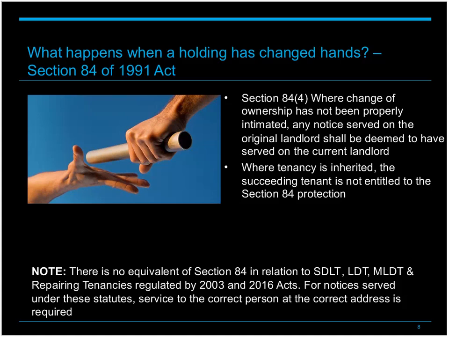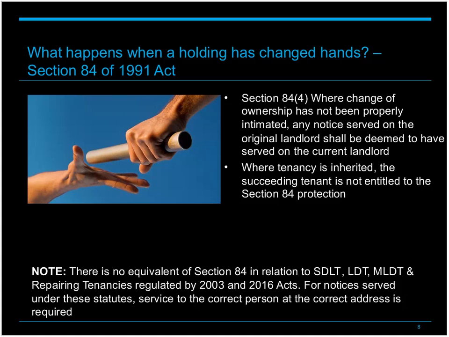The section, however, also has another flip side to it, which is it can operate to the tenant's disadvantage. When a tenancy is inherited from a deceased family member, there is a requirement by the successor tenant to serve a notice on the landlord, but the successor tenant isn't entitled to the protection of Section 84, so that if ownership has changed hands and the successor tenant isn't aware of that fact and serves a notice that they've acquired the tenancy on the old landlord, that won't be an effective notice and in some circumstances could lead to the end of the tenancy itself.